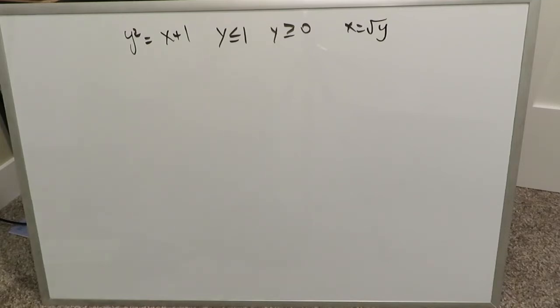Let's look at this question. y squared is equal to x plus 1, y is less than or equal to 1, y is greater than or equal to 0, and x is equal to root y. We have a bunch of things going on over here, and until we graph it, it'll be difficult to see what we are dealing with in terms of areas between the curves.